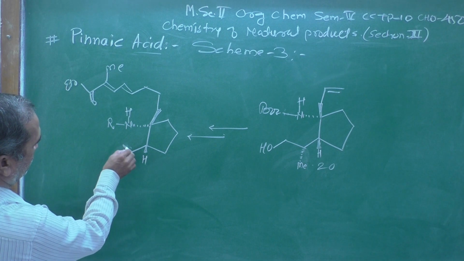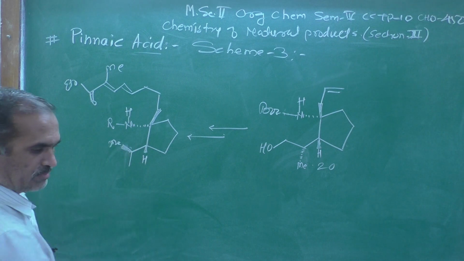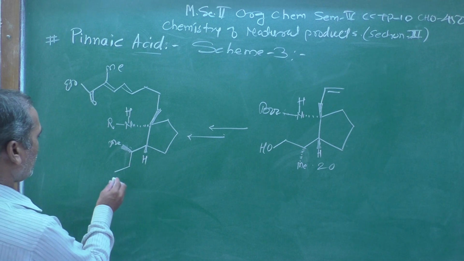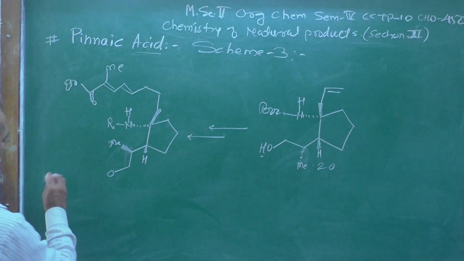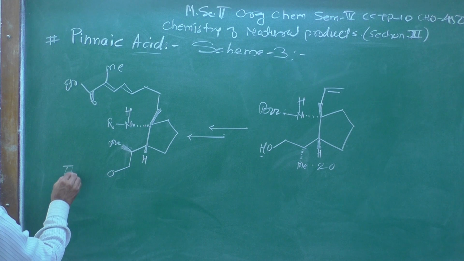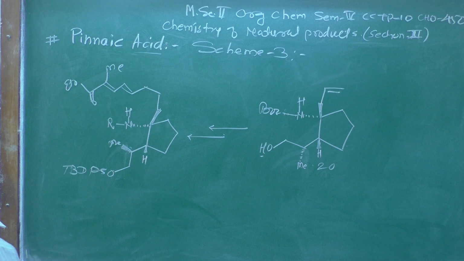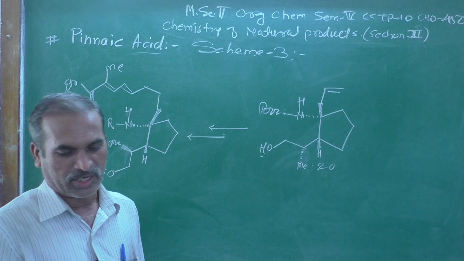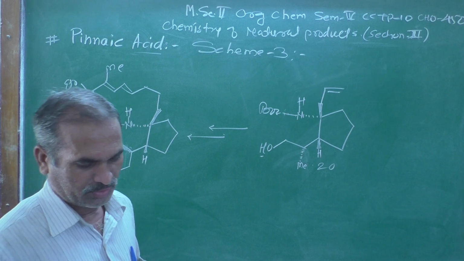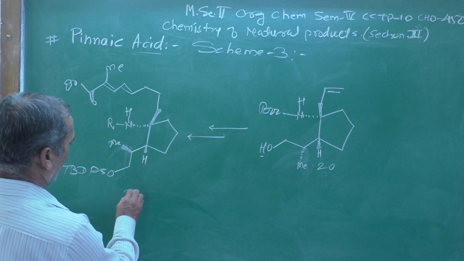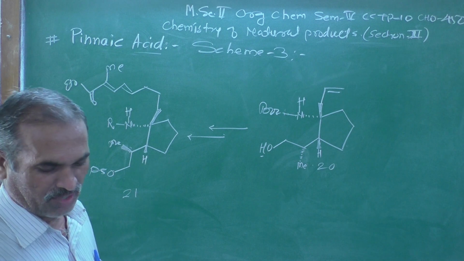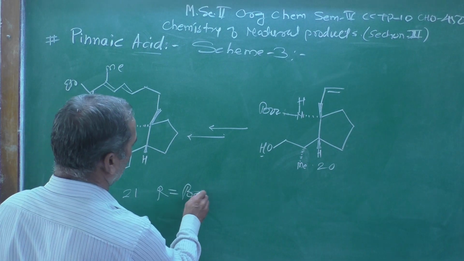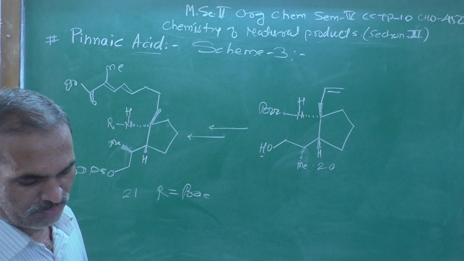The methyl group which comes above the plane is represented as shown in the figure, and there is a protected hydroxyl group. That hydrogen atom would get replaced by TBDPS, which means tertiary butyl diphenyl silyl, a very good protecting group for alcohol, and it is protected over here. Now what would I get? The structure number 21, when R is equal to BOC. That is the structure number 21.